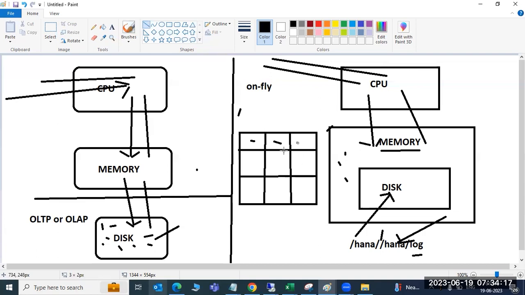But in HANA, we have only column store tables. There are no rows here. Let me give some benefits of column-oriented storage. What benefits do we have? For storing data in the columnar table, it's very simple; it will go and store the data. But with row store, it will take some time to load the data into the row store.